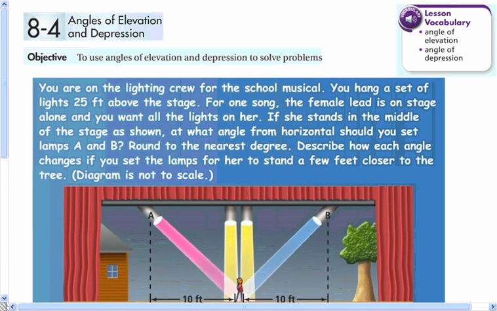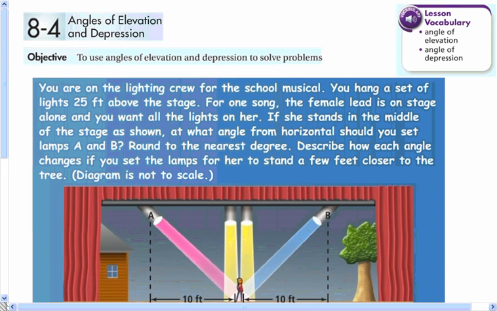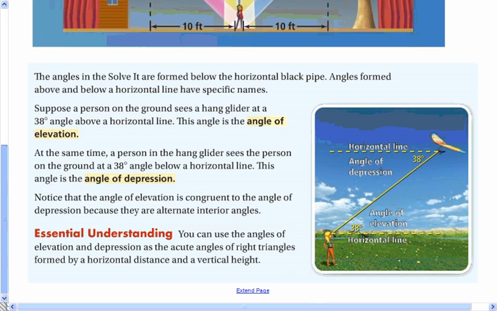All right, we're going to learn how to use angles of elevation and depression. Let's quickly define that. I think that's important here. So an angle of elevation is an angle that is above a horizontal line. Usually it's from the ground, but notice there's a horizontal line, and this person is looking up at the person in the hang glider. And the angle between that horizontal line is called the angle of elevation.